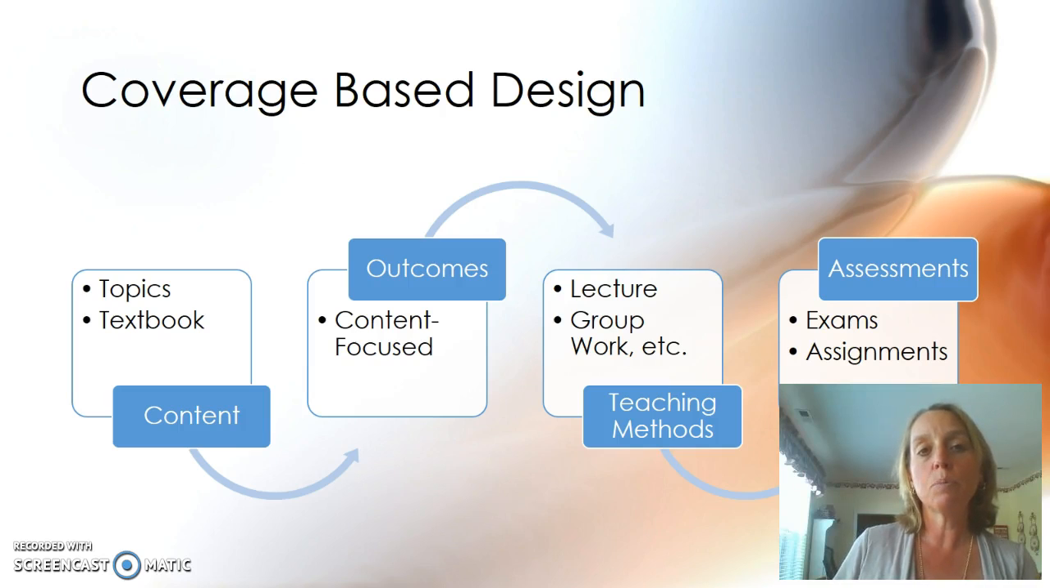So what happens when we use this coverage-based approach is we spend a lot of our time thinking about what content we need to cover and how are we going to cover that. So the final and the last step of this process is to think about how will we know whether or not that's been achieved, our learning outcomes, and that's when we'll think about what kind of exams or assignments or other products we're going to want our students to provide.